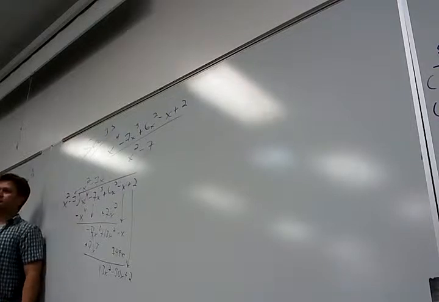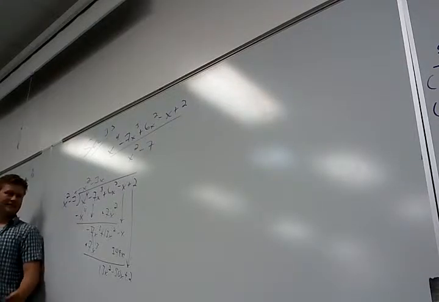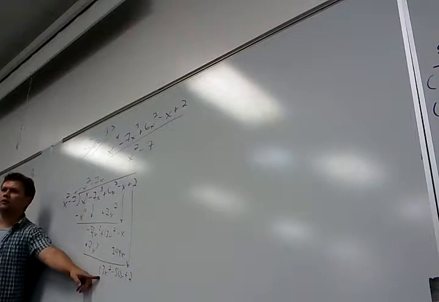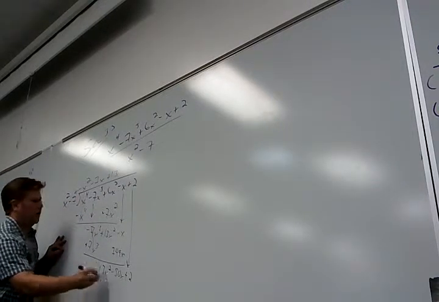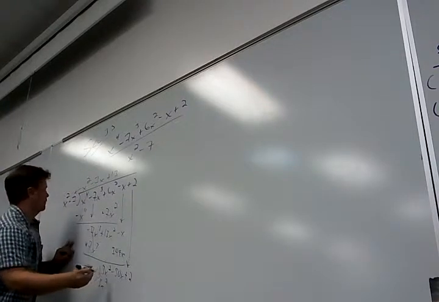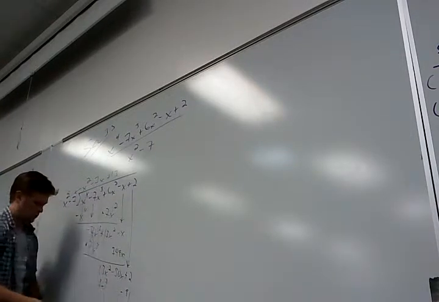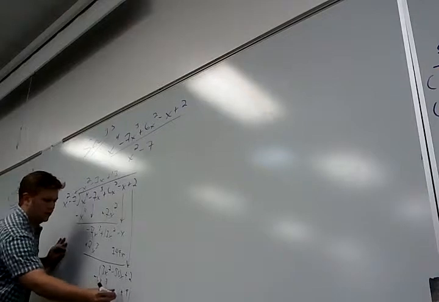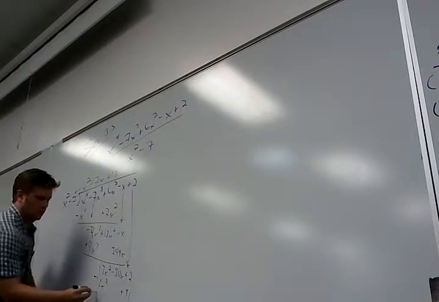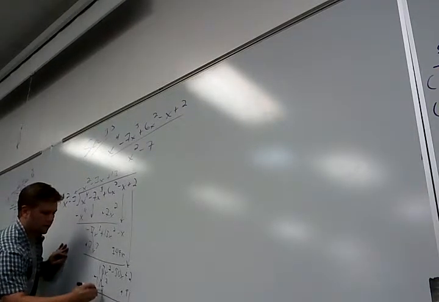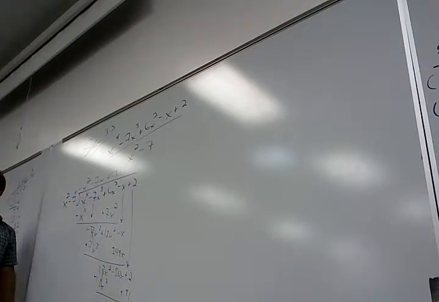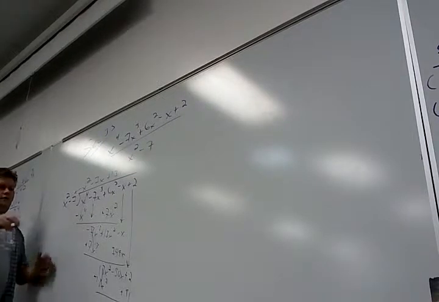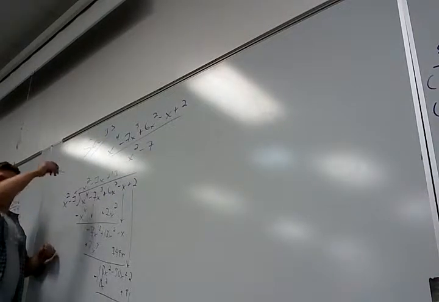X squared goes into 13x squared 13 times. 13x squared minus 91. Change the signs. So then you get negative 50x plus 93. Another remainder. But I don't want you to write big R for that.